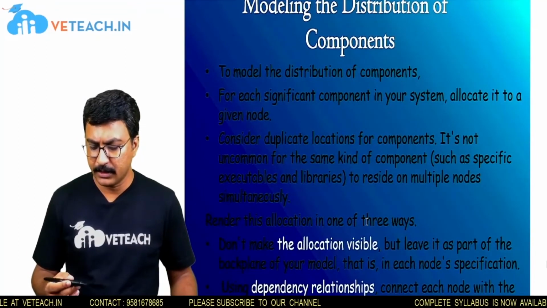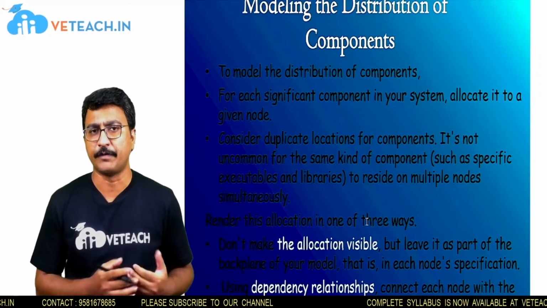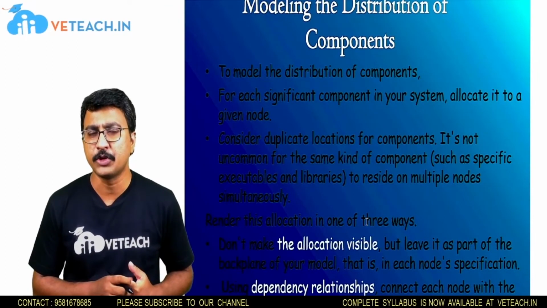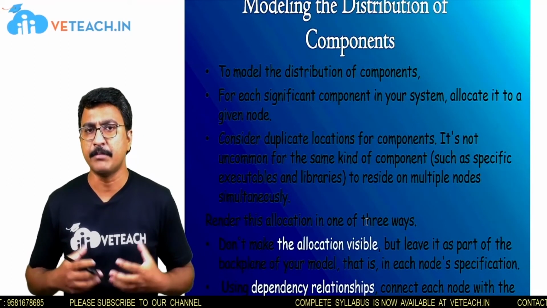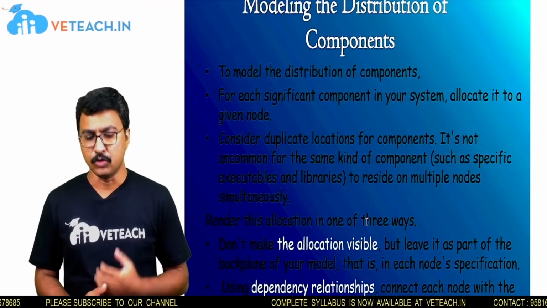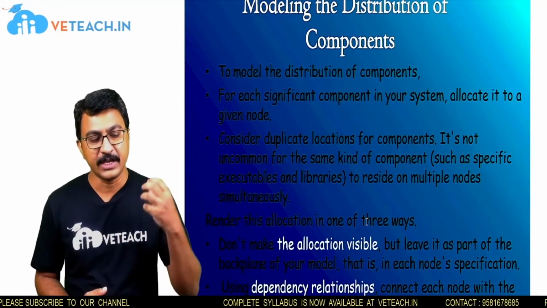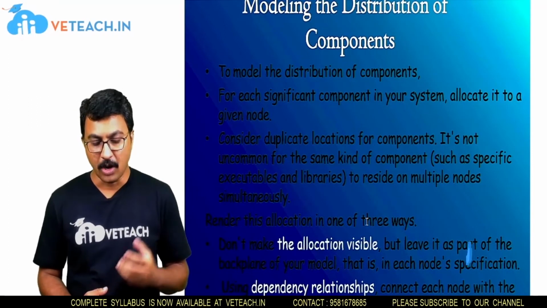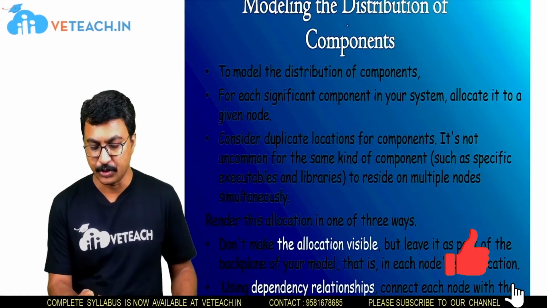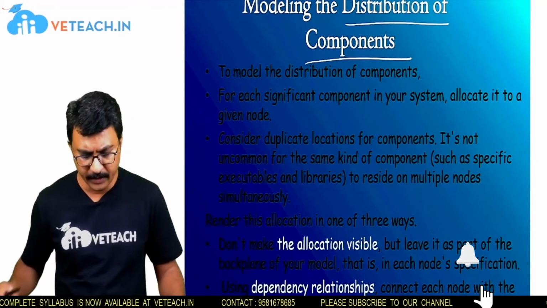And next, deployment can be used to model distribution of components. Yes, we have logically collected and created a number of components within our system. Those components can be related with each other and rendered physically at a location by a node. So how do we do that? That's what distribution of components is. So how do we distribute?